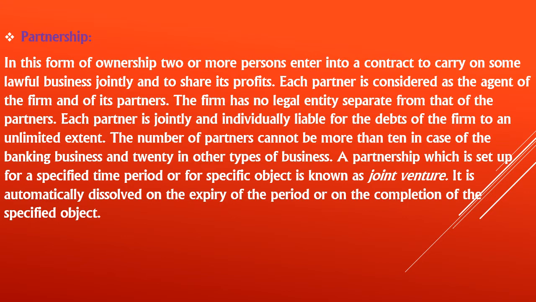So here the partners work as agents for the other partner. Not only do they work for the partnership, but they work on behalf of the other partner, what we call the implied authority of a partner.